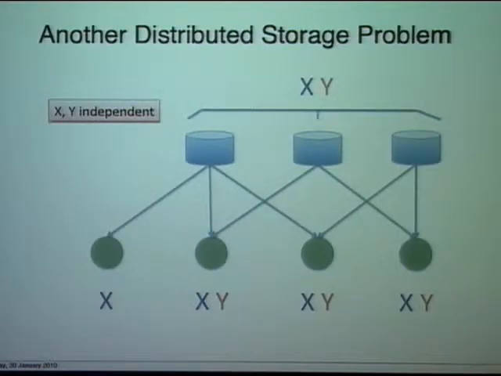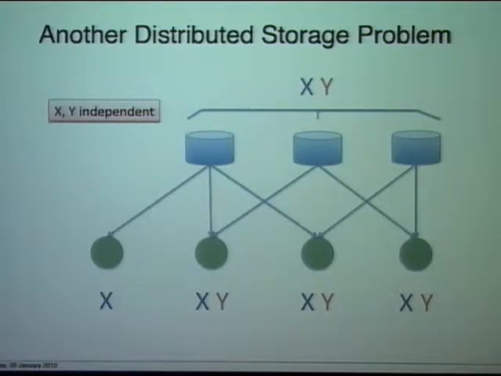So again, you have a very easy solution. What you do is, let's assume that X and Y are just binary symbols. You put X here on the left, you put Y here in the middle, and then you put X plus Y on the right-hand side. So this node, by accessing the first disk, would be able to recover X.